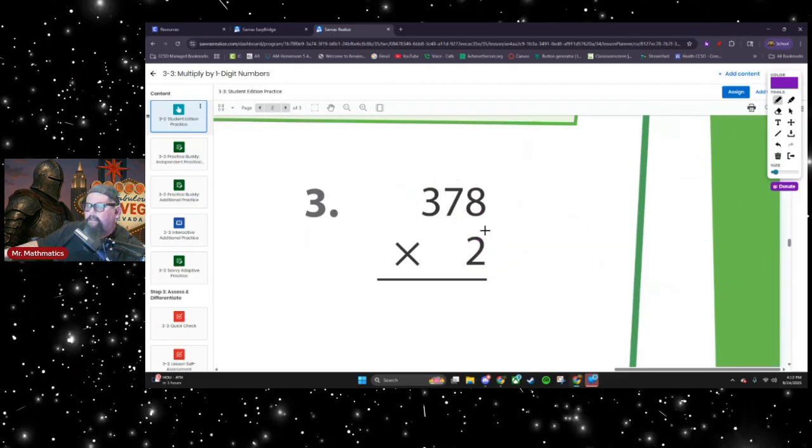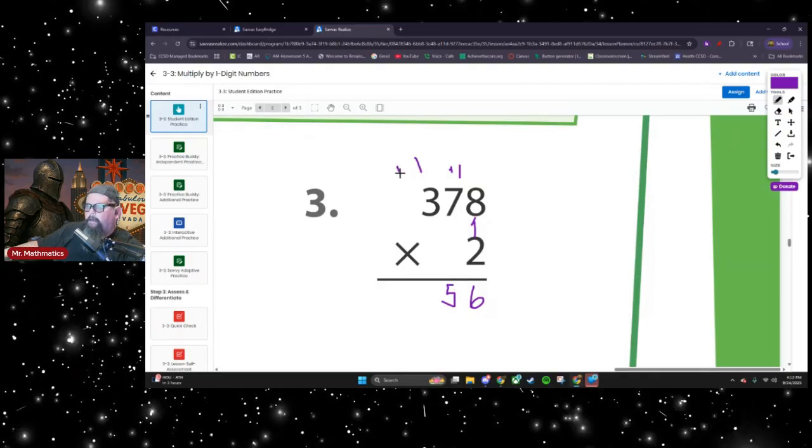It is just the same as the way we learned it in school, where we are multiplying this 2 by every number above it. So we're going to start off real easy. 2 times 8, 16. We're going to regroup our 1, our 10, because now we're multiplying 2 times 7 tens, which is 14 tens, plus our 10 up here, giving us 15.